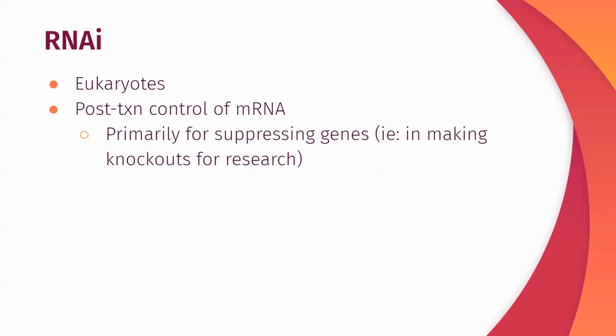So non-coding RNA is what we use in RNAi, RNA interference. It is a process that's found in eukaryotes, and it is a post-transcriptional method to regulate mRNA. Usually it's used for suppressing genes, and the reason that's relevant and useful for us is because in research, we can use RNAi to knock out genes.